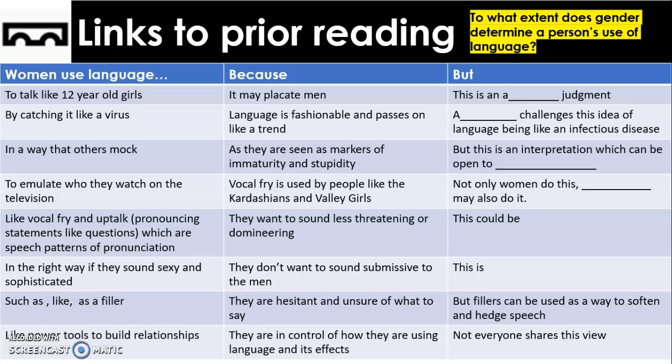So women use language by catching it like a virus, because language is fashionable and passes on like a trend. But Aitchison challenges this idea of language being like an infectious disease, and you could even take that further. How does she challenge it? She says people don't just catch language, they adapt and adopt it if they want to. Also, the image of a virus suggests something degenerative, something negative, but actually language that is adapted and used by people tends to meet their needs, and those needs tend to be pretty complex.